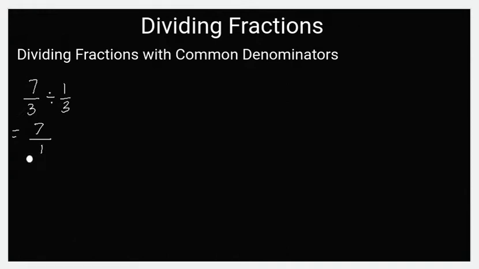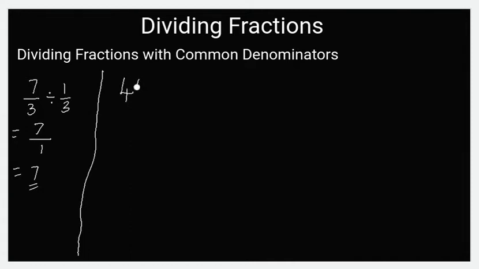So this is your answer, 7 over 1. And 7 over 1 is the same thing as 7. Okay, so 7 over 3 divided by 1 over 3 will give you 7 over 1. As simple as that, right? Okay, let's try another example.